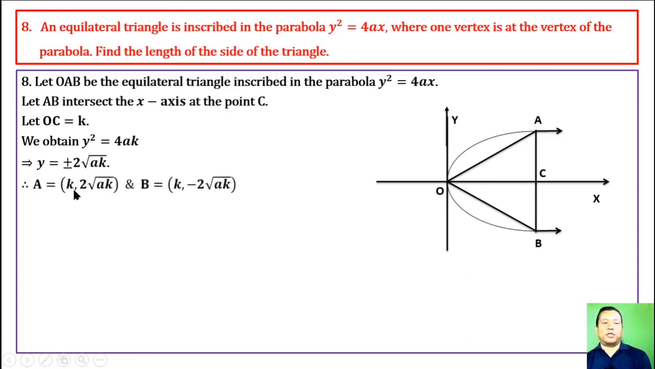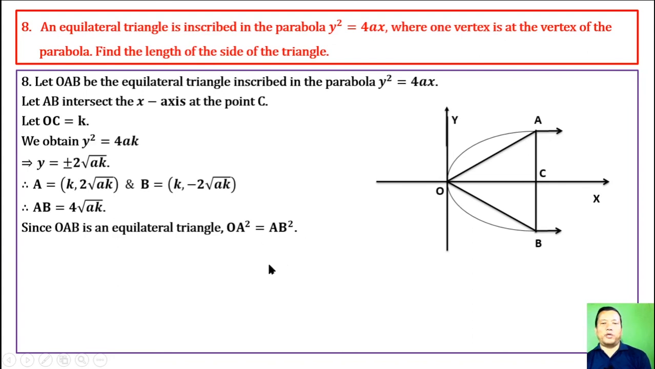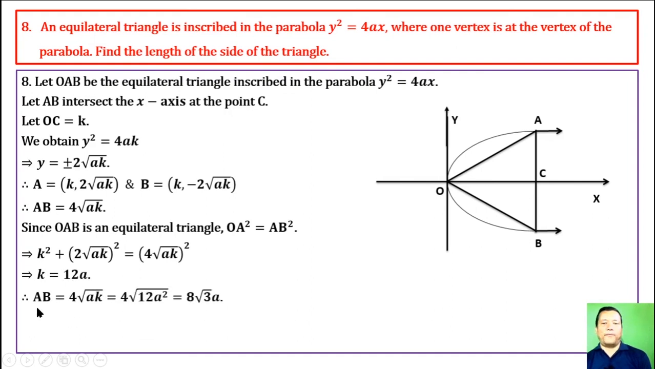Therefore, A and B have these coordinates. Therefore, AB is 4 times the square root of ak. Since OAB is an equilateral triangle, OA squared equal to AB squared. Giving their values and simplifying, we get k equal to 12a. Therefore, AB is 4 root ak, which is 4 times root of 12a squared, that is 8 root 3a.